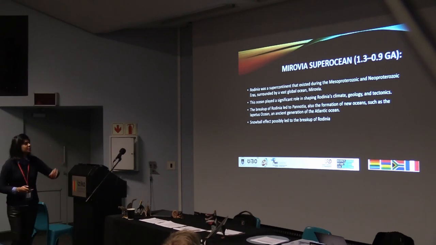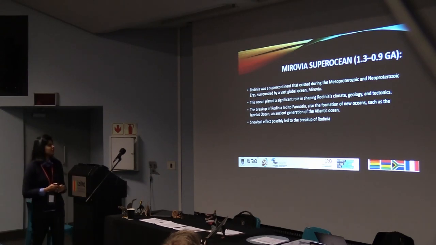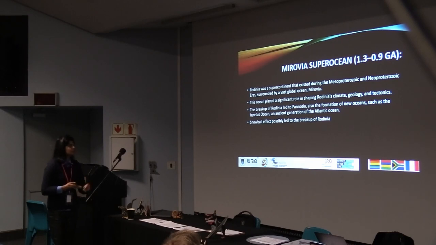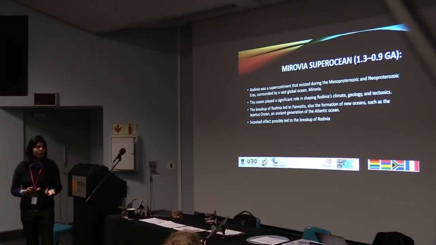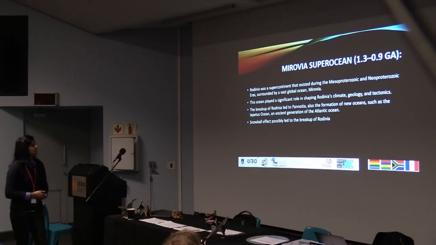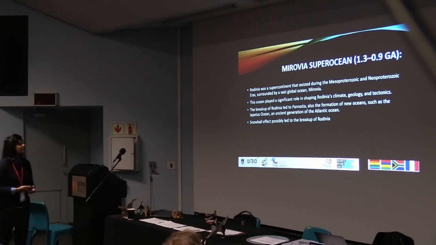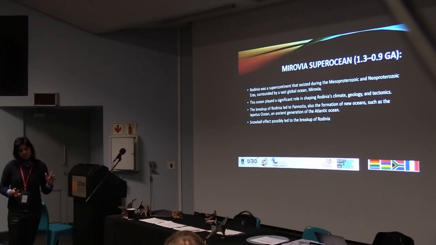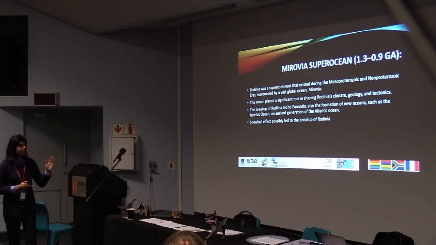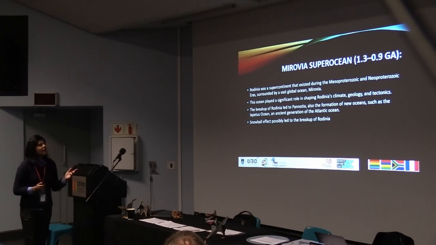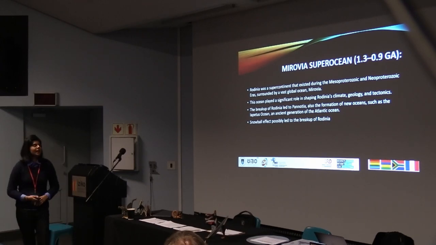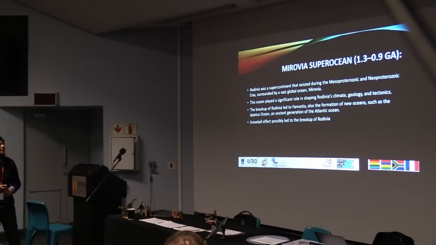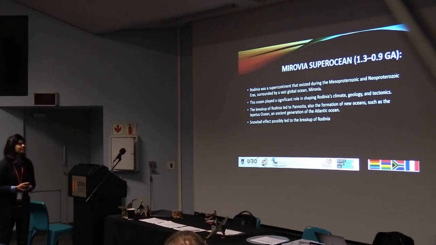Okay, so Rodinia was the supercontinent which comes right after Columbia, and it was surrounded by this vast super ocean now called Mirovia. What is interesting about Mirovia is that around 600 million years ago, but maybe it's more, we had this snowball effect, a very extreme cooling phase which occurred. And this is potentially what led to the breakup of this Rodinia supercontinent.